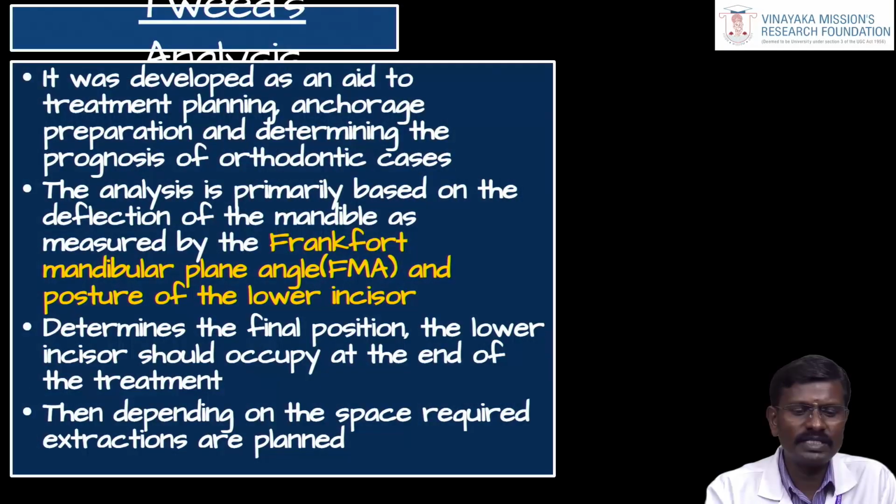So the next one is the Tweed's analysis. It was developed as an aid to treatment planning and for anchorage preparation and to determine the prognosis of the orthodontic cases. The analysis is primarily based on the inclination of the mandible as measured by the Frankfurt mandibular plane angle and the position of the lower incisors. This determines the final position the lower incisor should occupy at the end of the treatment. Then depending upon the space required, the extraction can be planned.